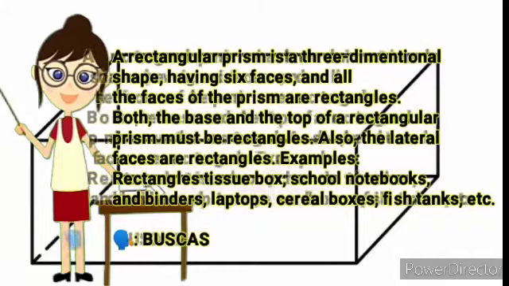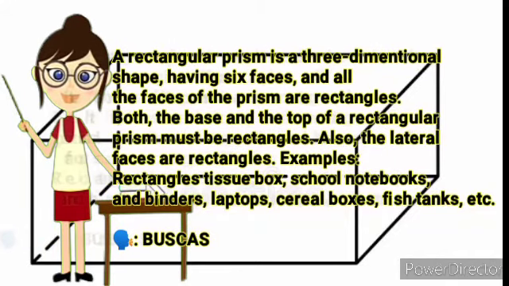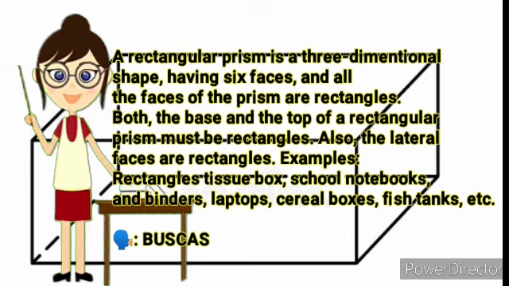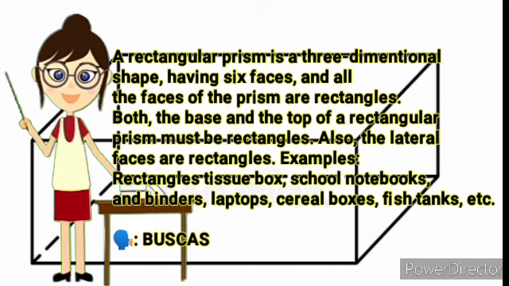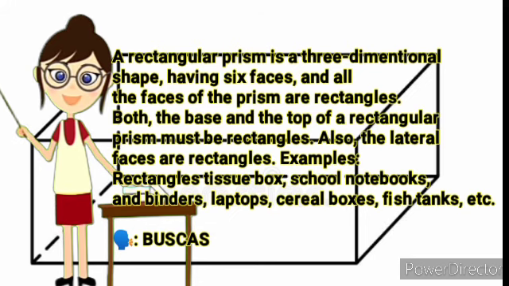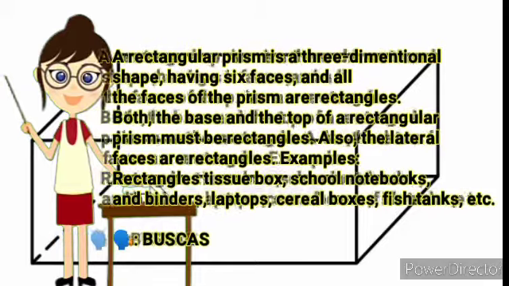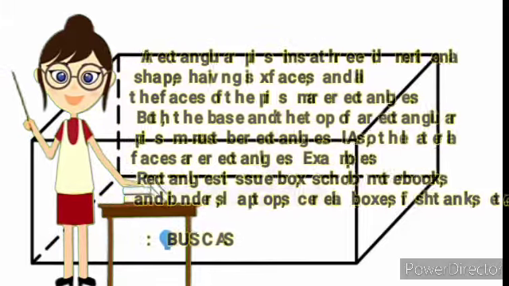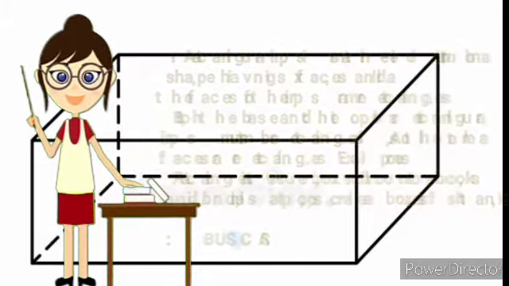Do you know that a rectangular prism is a 3-dimensional shape having 6 faces, and all the faces of the prism are rectangles? Both the base and the top of a rectangular prism must be rectangles. Also, the lateral faces are rectangles. Examples are rectangular tissue bags, school notebooks and binders, laptops, cereal boxes, fish tanks, and more.